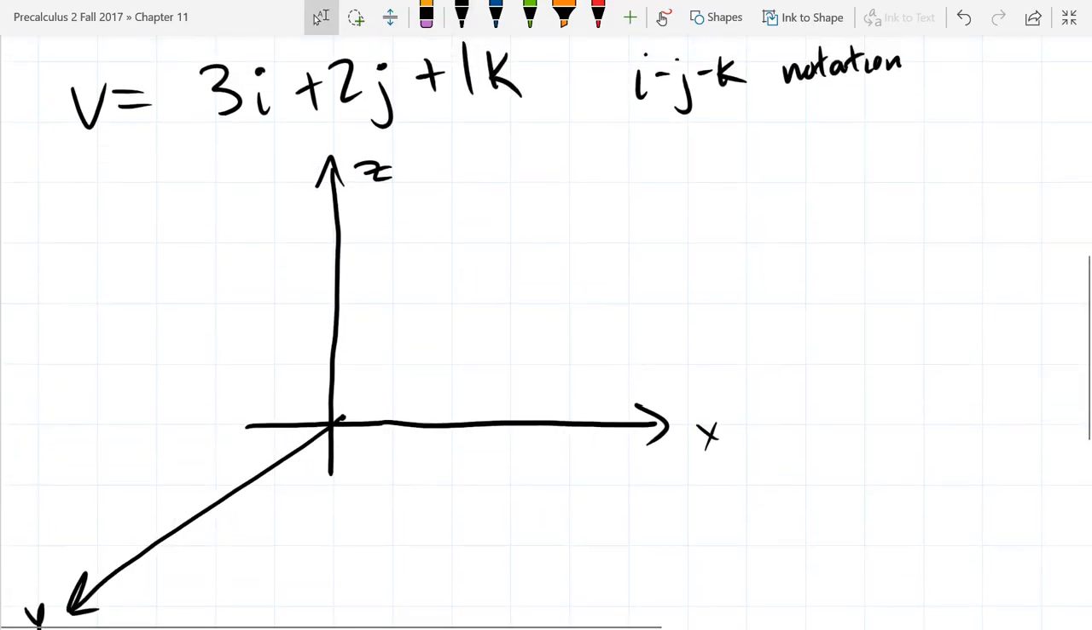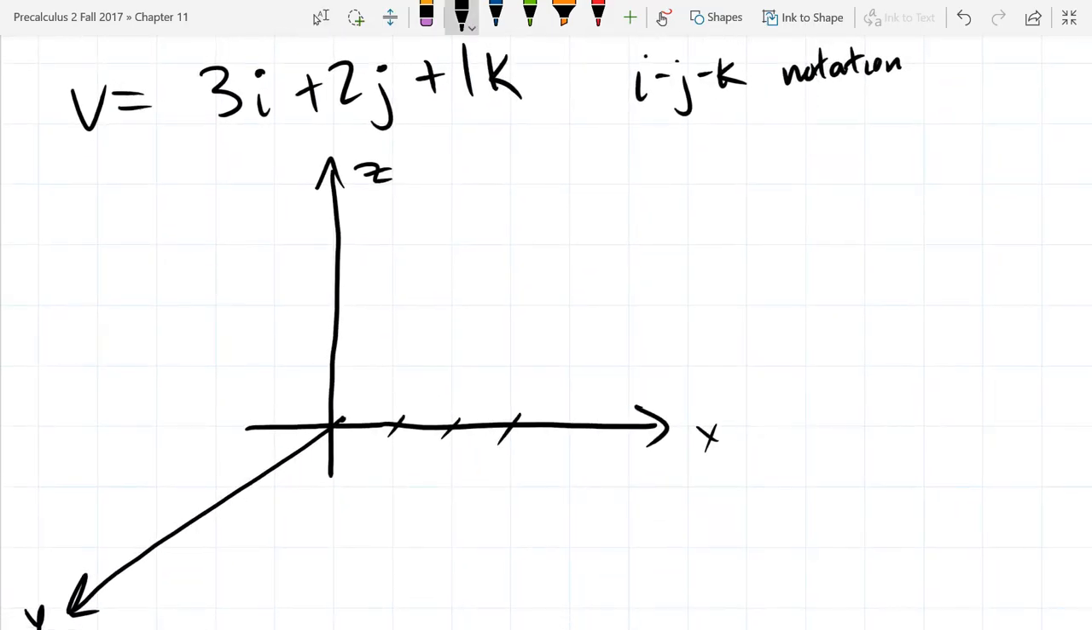So how do I graph this 3, 2, 1 vector? Well, it's 3 down the x-axis. So I'll mark off 3 down the x-axis. So go to the right 3. Now 2j, that's 2 down the y-axis. Now it's really hard to measure 2 here because there's no real markings as to how far I am going. So I'm just going to estimate and say right about there. And now we're supposed to go up 1.